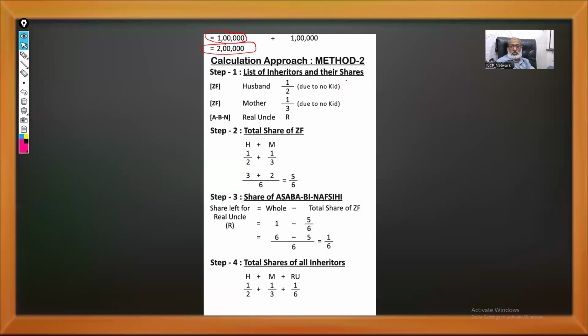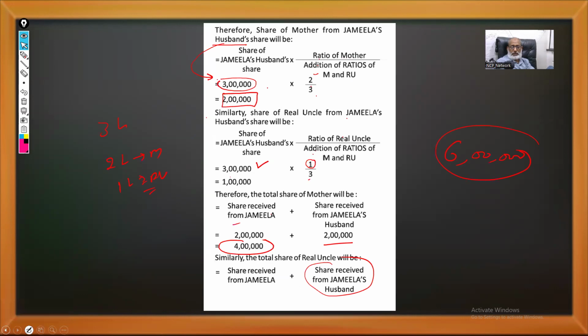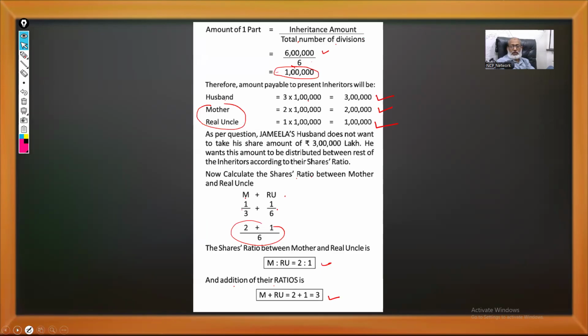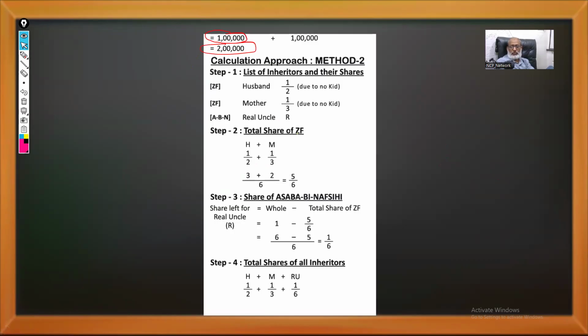But this is method number 2. The results of method 1 and method 2 are the same. When you follow method 2, you will find it is the easiest method compared to method 1, because in method 1 we are calculating two times. The residue amount we are again distributing between the mother and the uncle. But in method number 2, with the husband, mother, and real uncle, step 1 is exactly the same as in method number 1. Step number 2 is also the same, and step number 3 is the same.